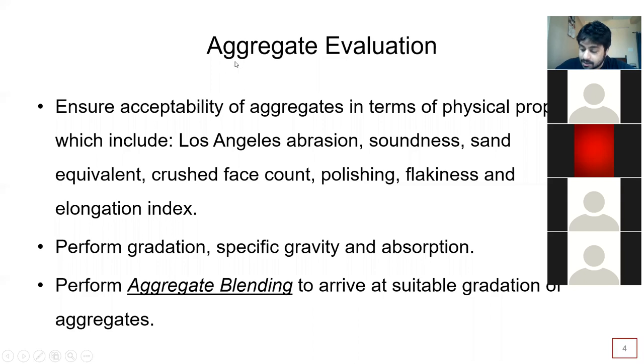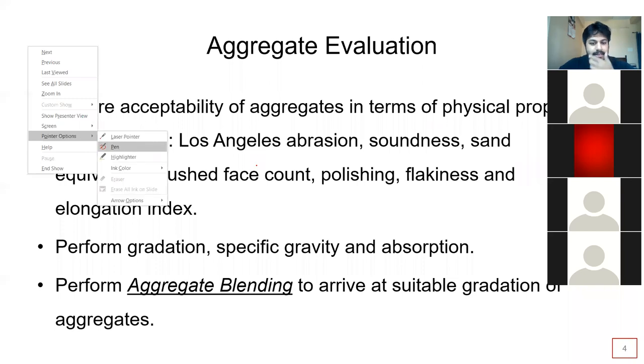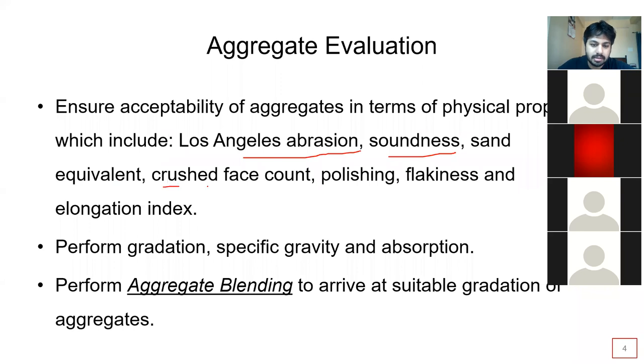All right. So the first part, as I said, aggregate evaluation. In the fifth semester, you have done lots of tests regarding aggregates like Los Angeles abrasion, aggregate crushing value test, aggregate impact value test, flakiness index, and elongation index. You must know why these tests are performed. You already know what Los Angeles abrasion value has to do with the performance of the aggregates. That relates to hardness, and aggregate impact value relates to toughness. Whatever the test is, be it abrasion, be it soundness, be it crushed face count, I think you are aware of this too. Los Angeles abrasion, right? You have performed this.